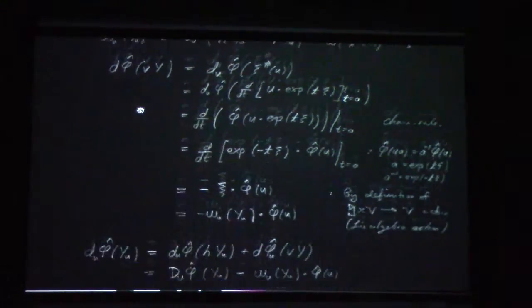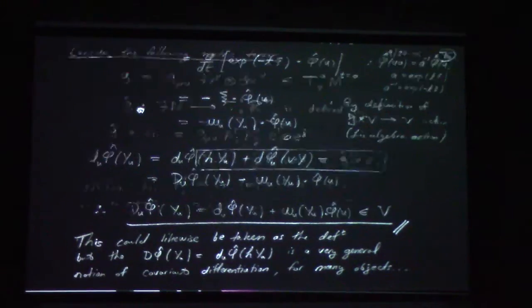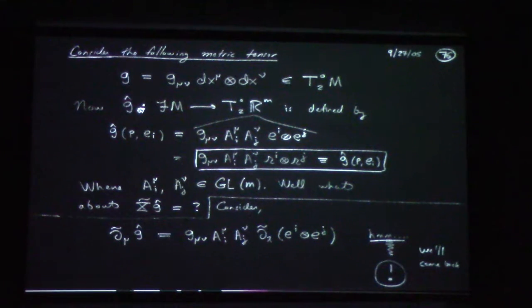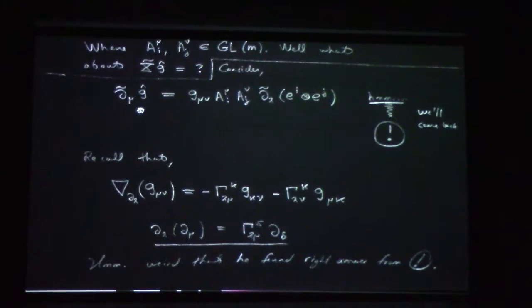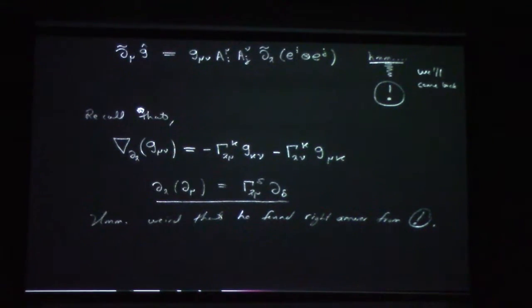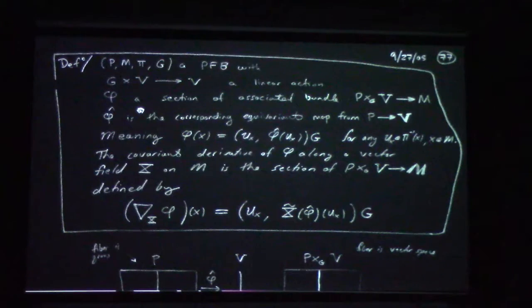Let's see here. So here's a metric tensor. So yeah, if we look at the covariant derivative, oh, we got stuck. Curses. All right. Here we go. Finally, back to the main event here.